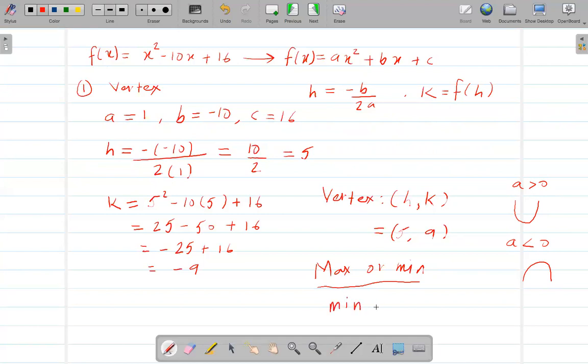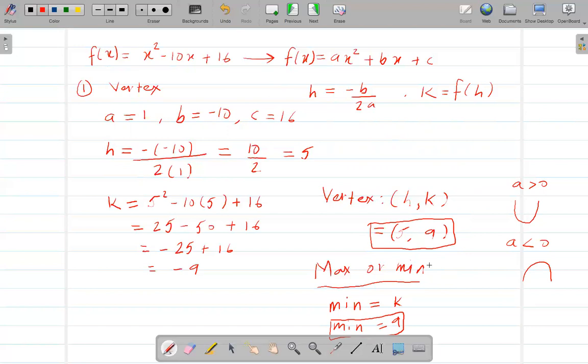The minimum value is always equal to whatever the K value is. So here the minimum is equal to the K value we got, which is 9. So this is the vertex, and the minimum value is equal to 9.